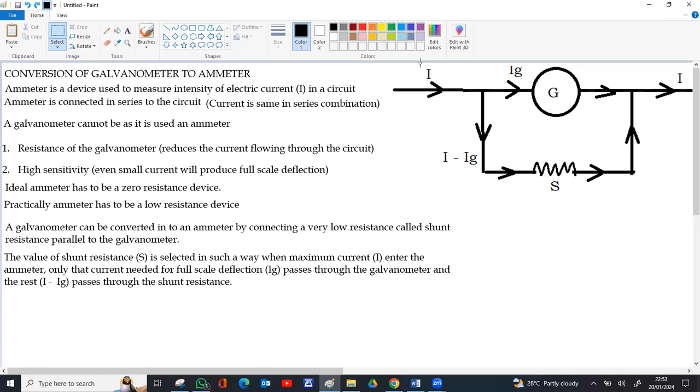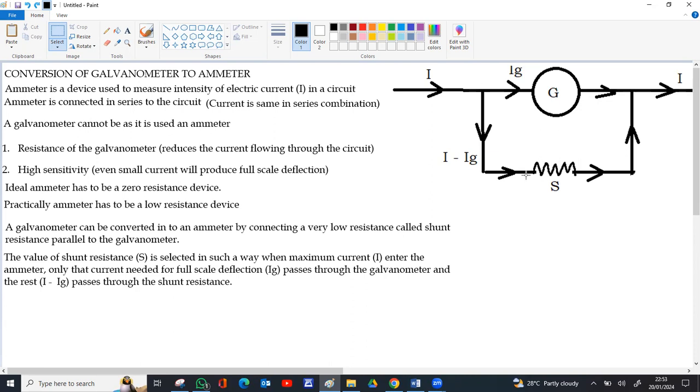Now instead of 5 ampere, if you want to measure 100 ampere, then when 100 ampere comes here, still 1 ampere should go through this. 99 ampere must pass through the shunt resistance. That means the shunt resistance must be very low compared to the galvanometer, to allow 99 amperes through the shunt resistance and just 1 ampere through the galvanometer. So that's the way of designing the value of shunt resistance and totally the ammeter. This galvanometer in parallel with shunt resistance is called the ammeter.